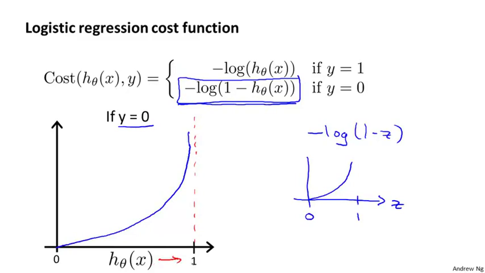This captures the intuition that if a hypothesis predicted that h of x is equal to 1 with certainty, with probability 1, that it's absolutely got to be y equals 1. But if y turned out to be equal to 0, then it makes sense to make the learning algorithm pay a very large cost. And conversely, if h of x is equal to 0 and y equals 0, then the hypothesis nailed it. It predicted y is equal to 0, and it turns out y is equal to 0. So at this point, the cost function is going to be 0.